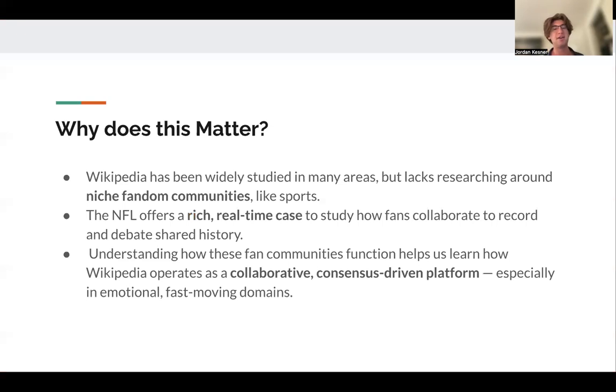So why does this matter, and why did I research this? Wikipedia has been studied in many areas, but it lacks research around niche fandom communities like sports. I chose the NFL because it offers a real-time case study to show how fans collaborate to record and debate shared history. Understanding these fan communities helps us learn how Wikipedia operates as a collaborative, consensus-driven platform.